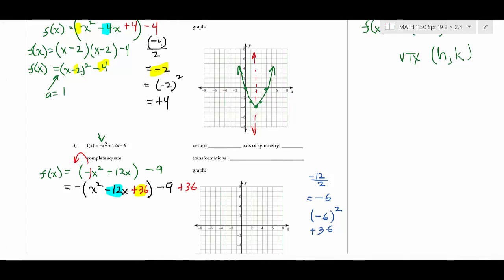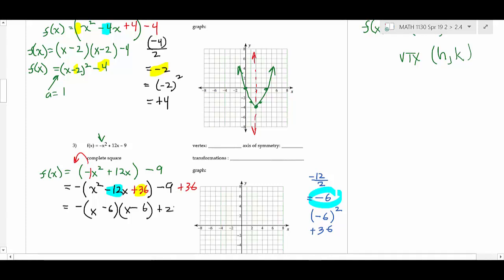Okay. All right, now we're ready to factor. So the negative comes down. And then from here you would have x and x. You'd have 6 and 6 to get 36. And then you'd have two minus signs. Remember I said that factoring always comes from that middle term that you took half of. So it goes like that. And then if you add that together, you would get plus 27. So what you end up with is negative x minus 6 to the second plus 27.